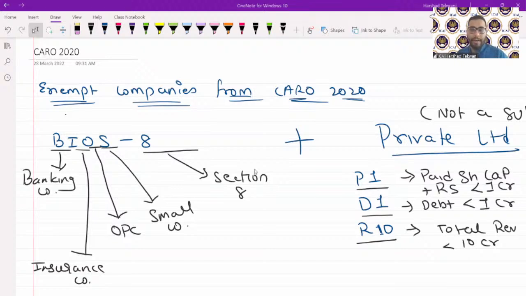Correct. Absolutely correct. First check whether it's a holding or subsidiary. If not, then only go to the rest of the criteria.